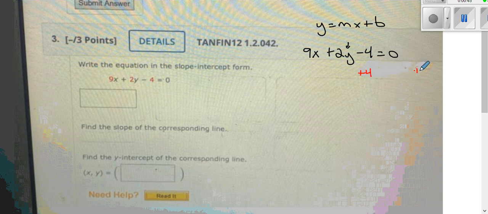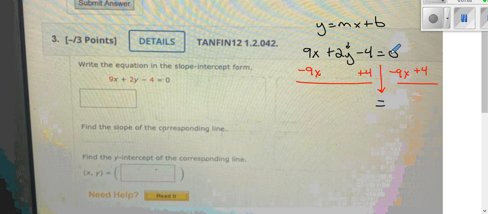Okay, so I have to add 4 to both sides. I'm also going to get rid of this 9x at the same time. I could do this in a separate step, but I might as well get rid of it right now. Minus 9x. Just do it all at once. Whatever you do to one side of the equation, you have to do to the other side of the equation as well. So bring down my equal sign.